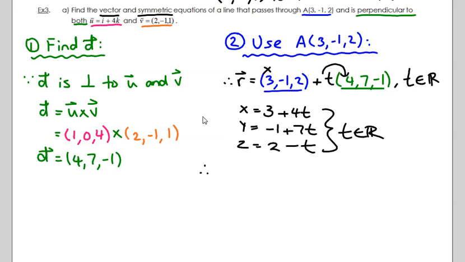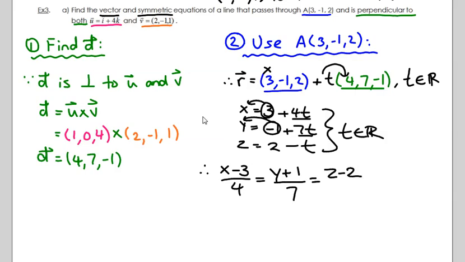Okay, so that's parametric. Putting it now into the symmetric means that I solve for t for each of those equations. So bring this to the other side, x minus 3, and then I'm going to divide it by 4 to get t by itself. Do the same thing to the other one. So bring this to the other side, divide by 7, and that's going to equal t as well. So let's just get rid of this and write that down because they're equivalent. Plus 1 over 7. Doing that to the z minus 2 divided by negative 1. Okay, and that is our equations in the symmetric form.